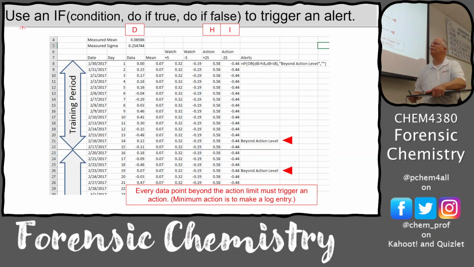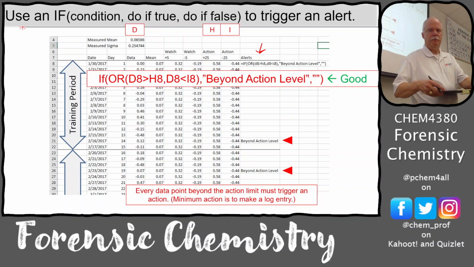Now, this is convenient to set up some alerts, and so on. You can have an alert column. So this is D, H, and I. This formula is kind of hard to see, so I'll blow it up. This is using the Boolean functions, an if-then statement, and then an OR function. I'm just showing you this because it's nice. So it says IF, and then the OR function, which returns true if either condition is true.